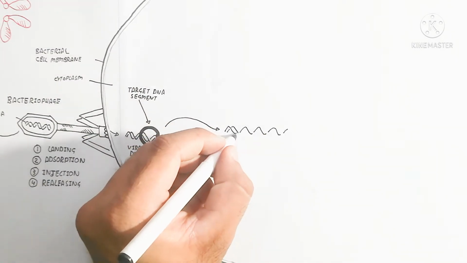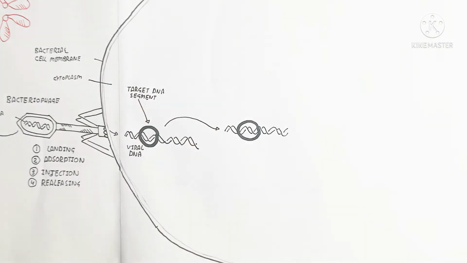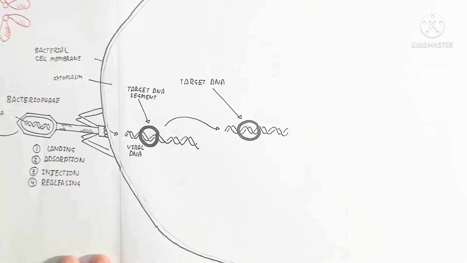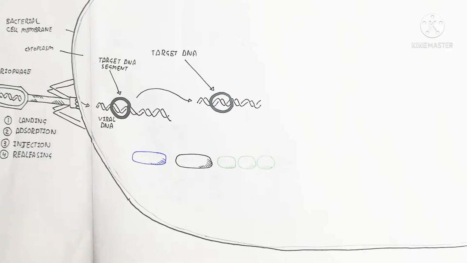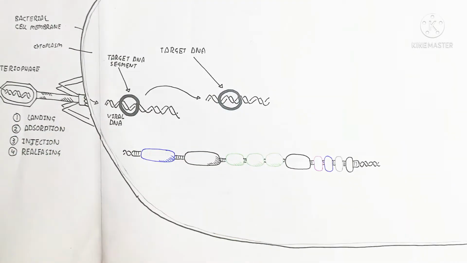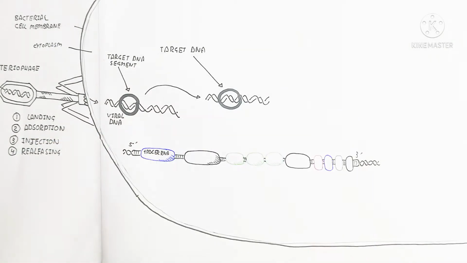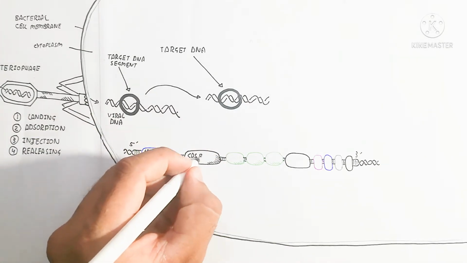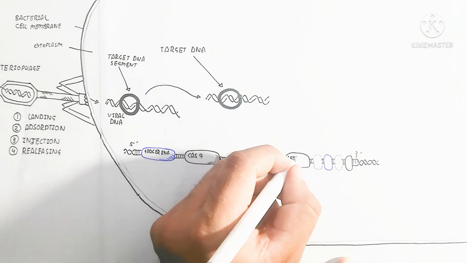So the viral DNA is here. Here is the target DNA segment. This target DNA segment will be stimulated to produce the Cas9 gene, tracrRNA, as well as the pre-CRISPR RNA. So remember about that. Here is the target DNA. Here, Cas1 and Cas2 are stimulated and recognize the target DNA of the viral DNA.